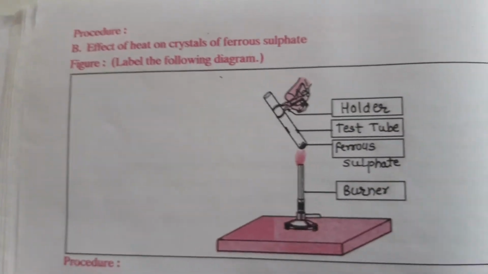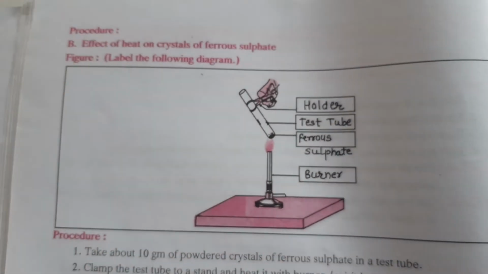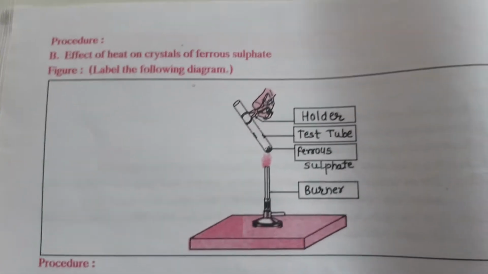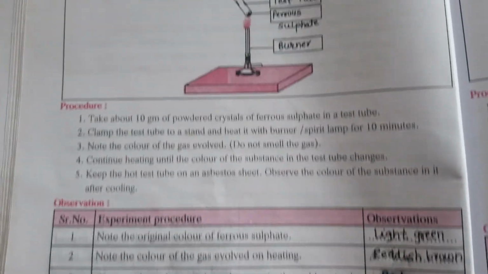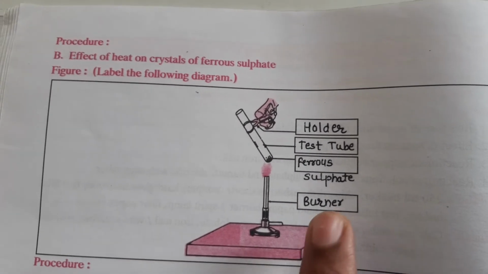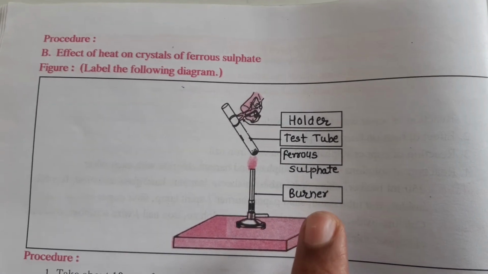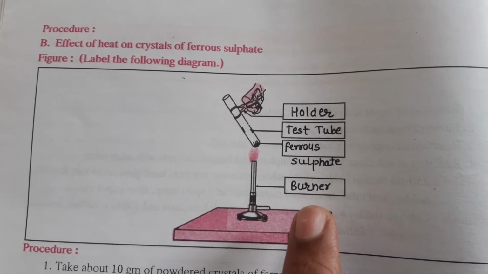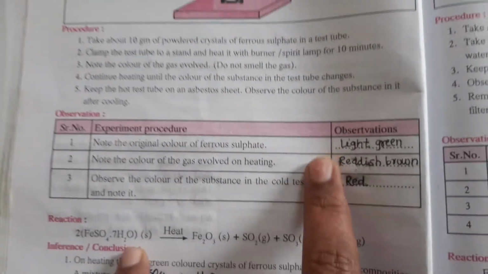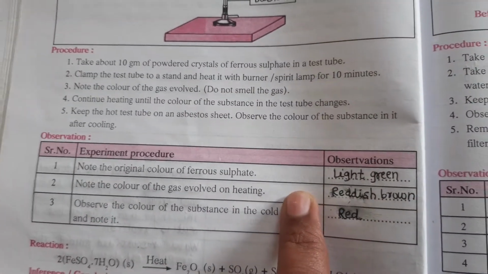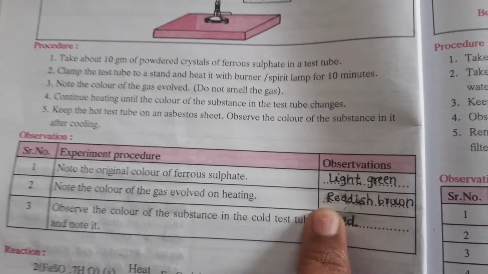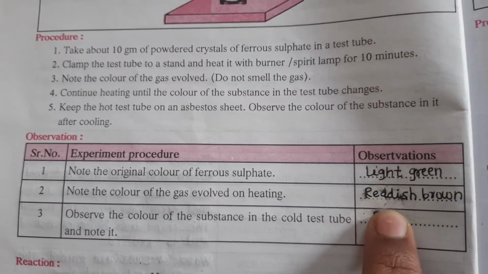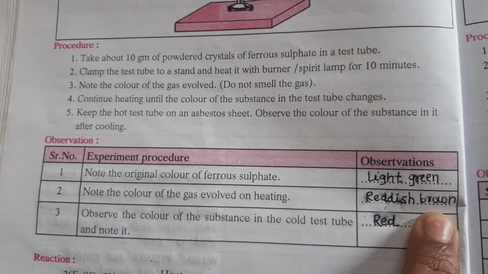Now the second reaction is the effect of heat on the crystals of ferrous sulfate. Before noting down the observations, you have to label the different parts. This is the test tube holder, then the test tube, then the ferrous sulfate, and the burner. The original color of the ferrous sulfate is light green, and the color of the gas evolved during heating is reddish brown.